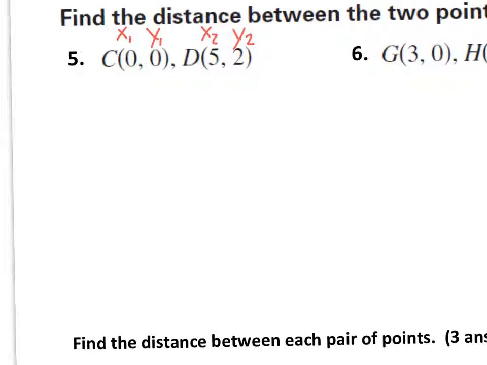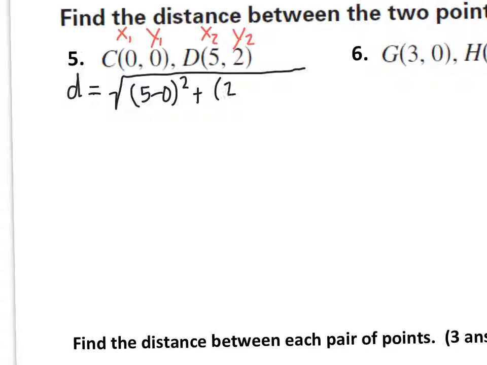And now let's plug that in. So the distance formula equals the square root of x2 minus x1, so 5 minus 0 squared, plus y2 minus y1, so 2 minus 0 squared. Now let's simplify. Keep everything under the square root for now.